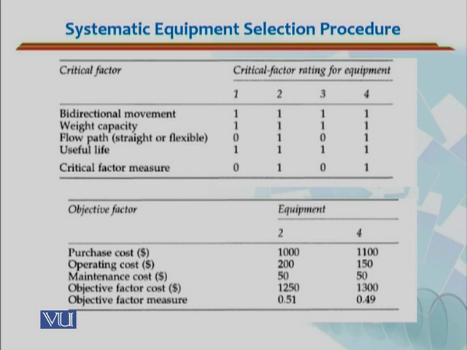How would you find the OFM? You need to take the reciprocal of the factor cost. So you have to take the inverse of the factor cost that you have taken. So the inverse would be 0.51. Similarly for equipment 4, you will find the objective factor cost by adding all the costs, that is the purchase cost, operating cost, and the maintenance cost. And then you will find the inverse of it to find the objective factor measure OFM. So the inverse of it will give you a value of 0.49.